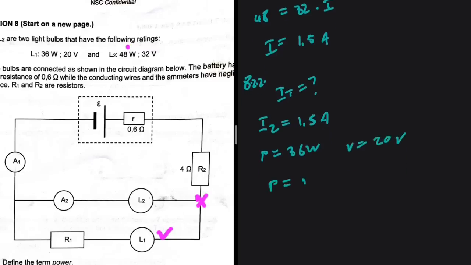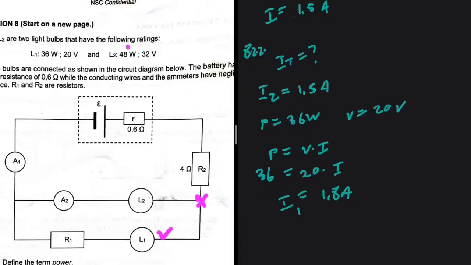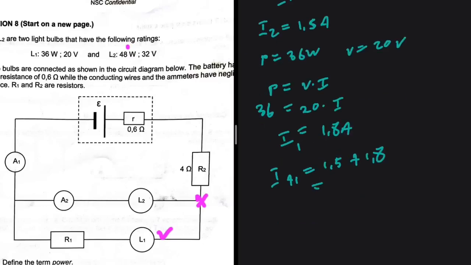So P is still equal to V multiplied by I. The power is 36. The voltage is 20. We are interested in the current. So the current is going to be equal to 36 divided by 20, which is 1.8 ampere. So this is I1, right? I2 is 1.5. So the reading on A1 will be equal to 1.5 plus 1.8. Let's see, supposed to be 3.3, right? That is what we're getting, 3.3 ampere.